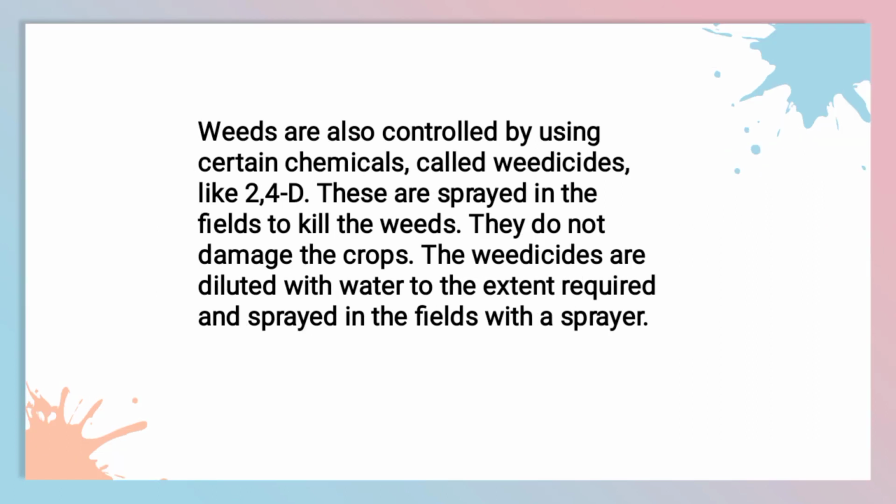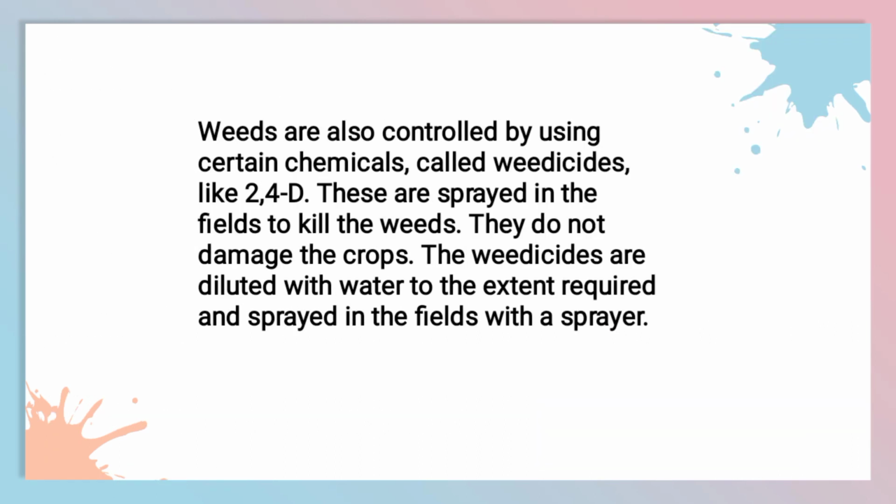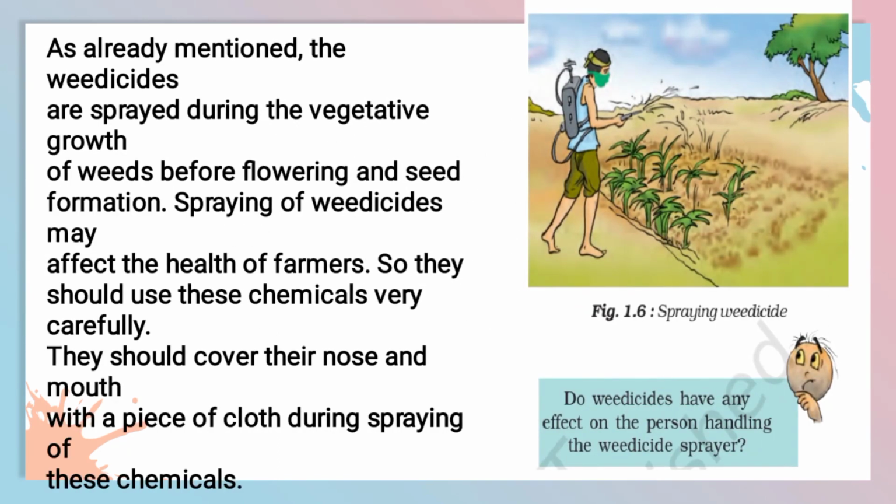And one more method, that is by using chemicals. So these chemicals are called weedicide. For example, 2,4-D. So 2,4-D is a weedicide which is sprayed on the weeds to kill them. They do not damage the crop. So once you spray them, you can see here the farmer is spraying the weedicide on the weeds. So he is spraying it completely in the field, and these will not affect the crops, but they affect the weeds. The weeds die after this.